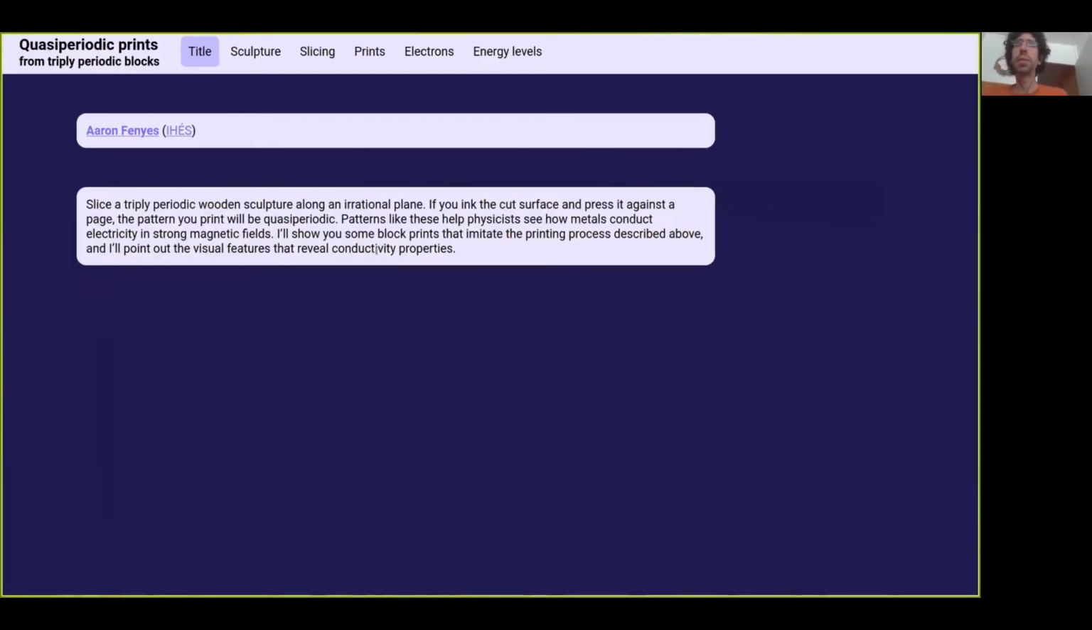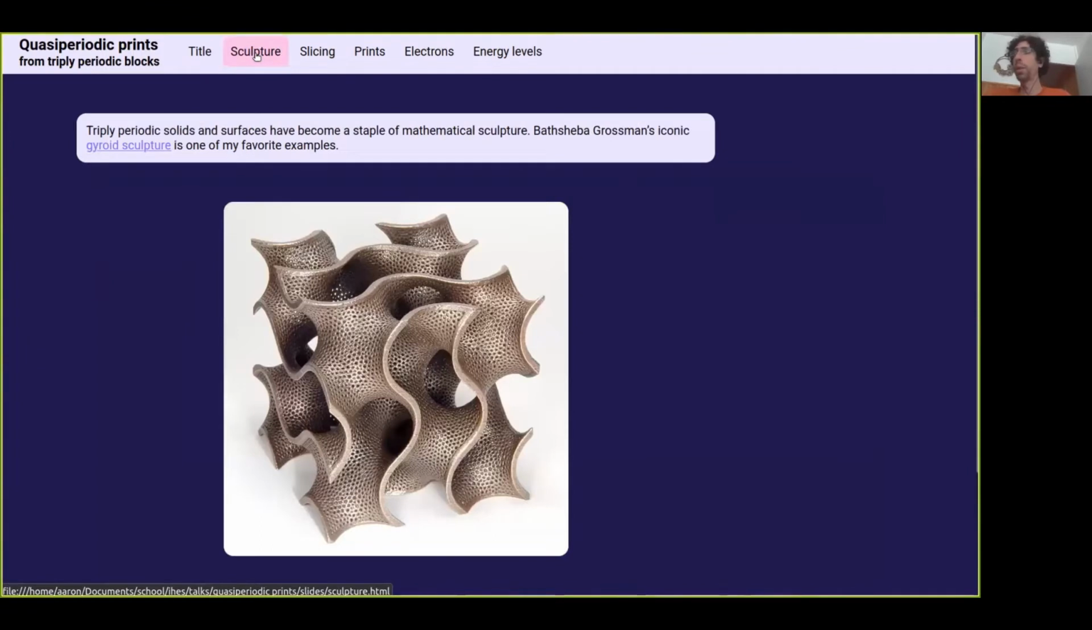All right, so I'm going to be talking about quasi-periodic prints and triply periodic blocks. Triply periodic solids and surfaces have become a staple of mathematical sculpture. Bathsheba Grossman's iconic gyroid sculpture shown here is one of my favorite examples.